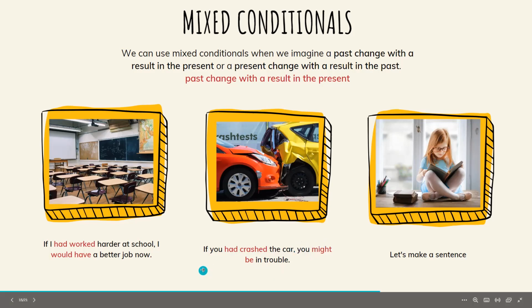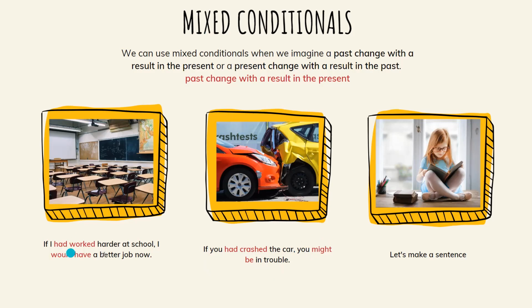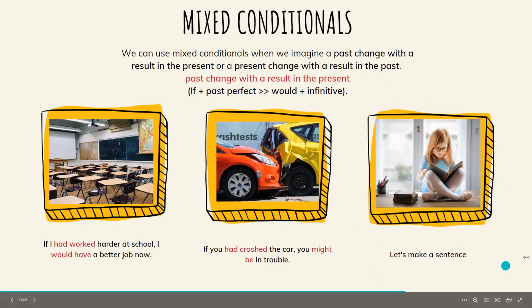That is the function of the first type of mixed conditional, right? If you pay attention, here in the if part, which tense do we use? Past perfect, right? Which is from which conditional? Third conditional, right? And in the result clause, we use would plus infinitive, which is from which conditional? Second conditional. You see, that's why we call them mixed conditionals. And now it's your turn to make a sentence with Helen.